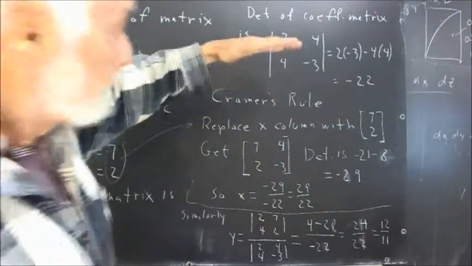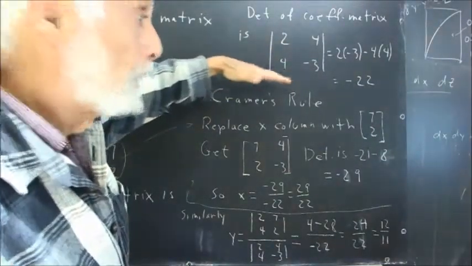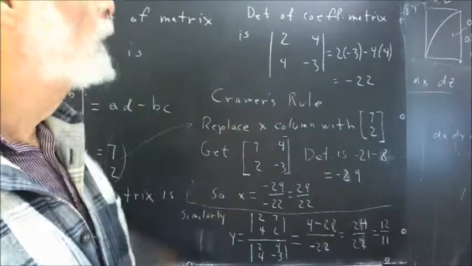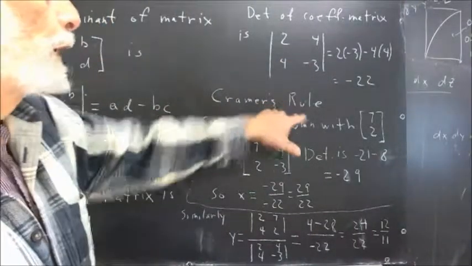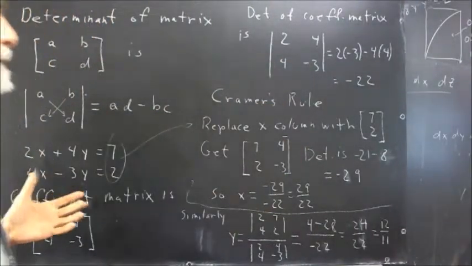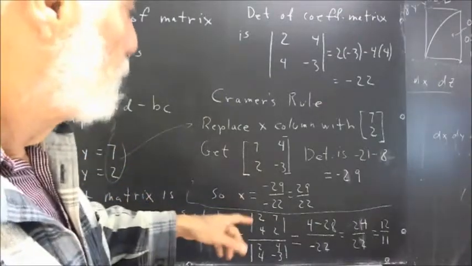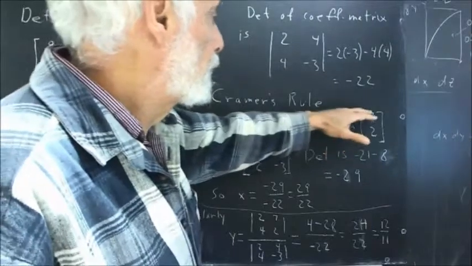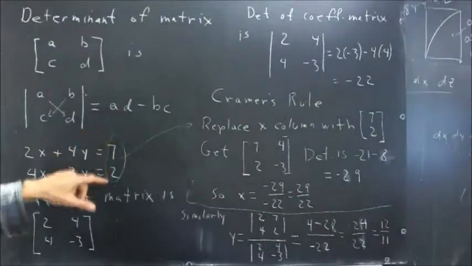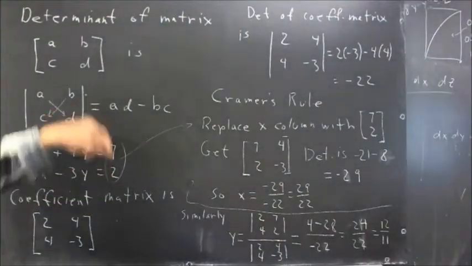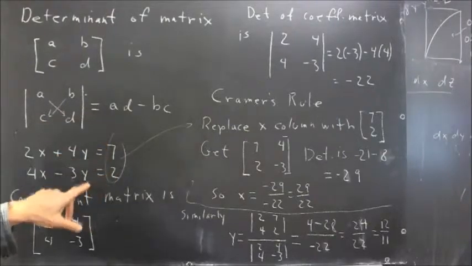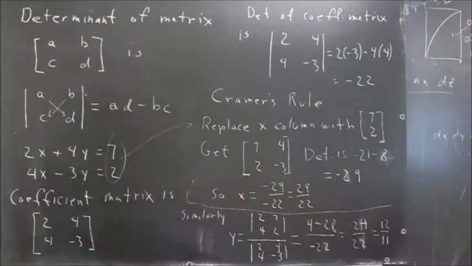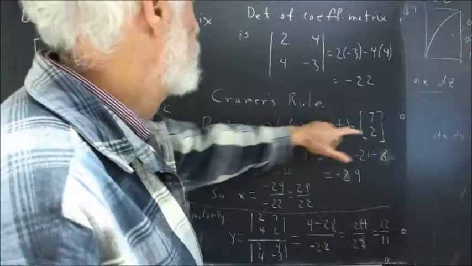Now, having understood how we do the determinant of a 2 by 2 coefficient matrix, we're going to go to Cramer's rule. In Cramer's rule, the first thing we want to do is replace the x column in this matrix with the column 7, 2. The column 7, 2 comes from here. It's the right-hand side of these two equations, the column consisting of the two values on the right-hand side. We replace the x column with this.